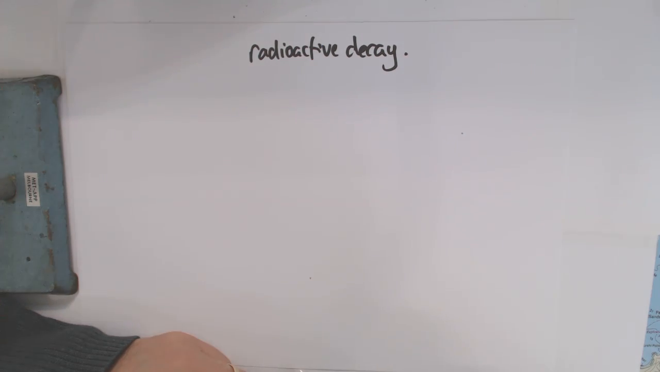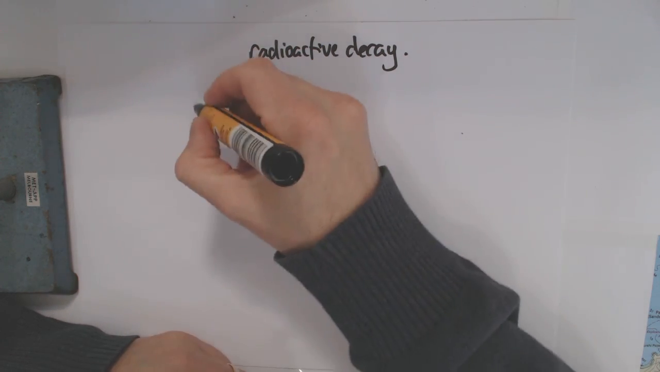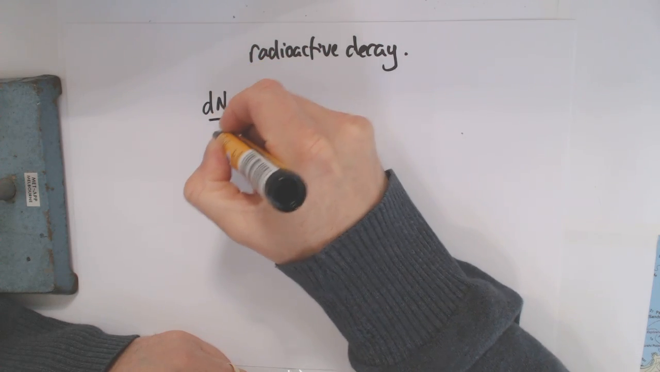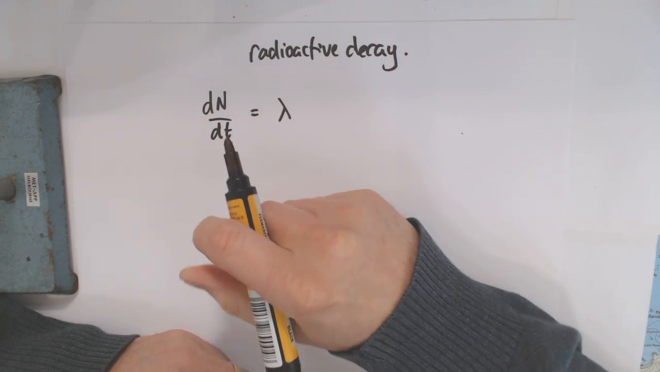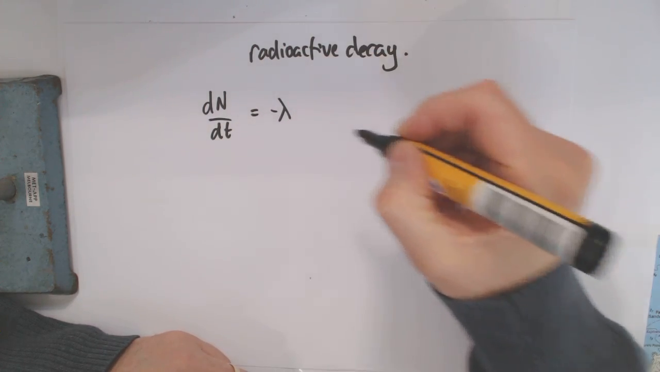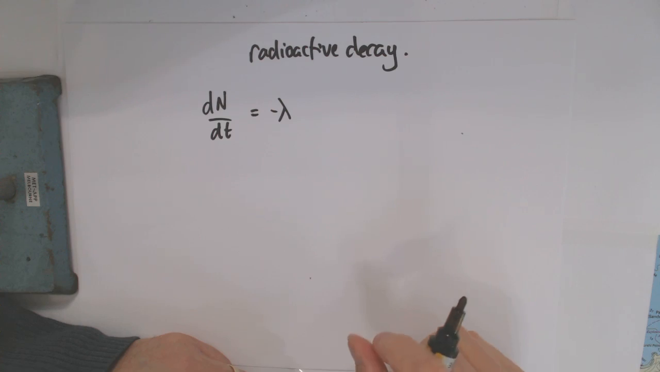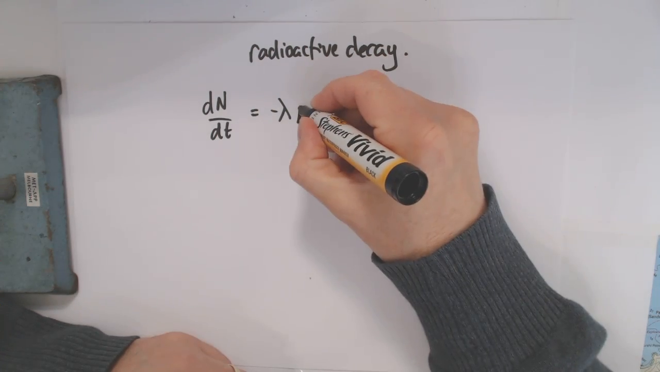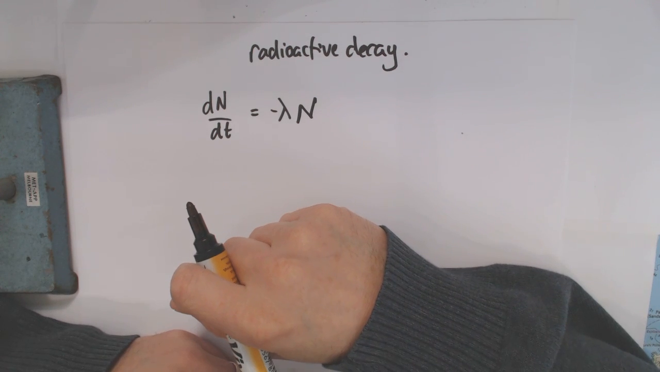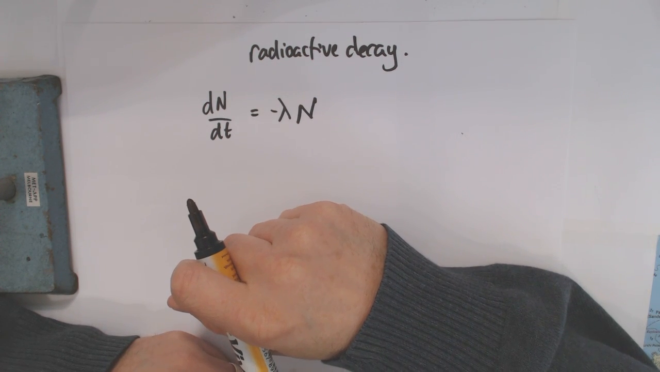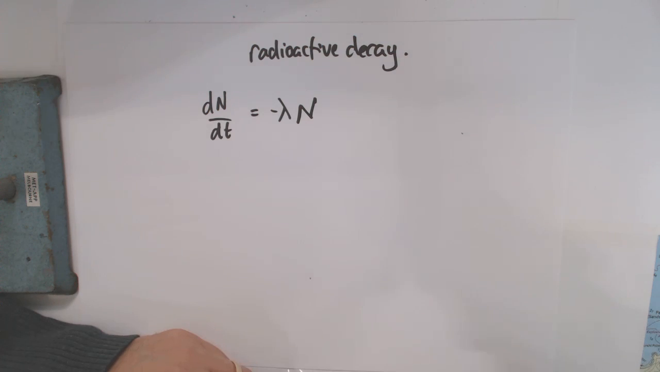If we've got a certain number of atoms, then basically what we're saying is the rate at which they decay must be equal to some constant, which we'll make negative because I want the constant to be positive, but there are going to be fewer atoms, times the number of atoms. All we're saying is the rate of decay is proportional to the number of atoms. And so this is our little differential equation that we've got to solve.